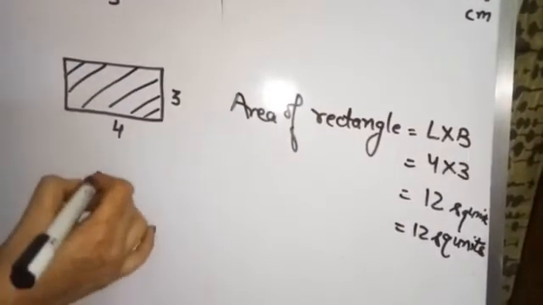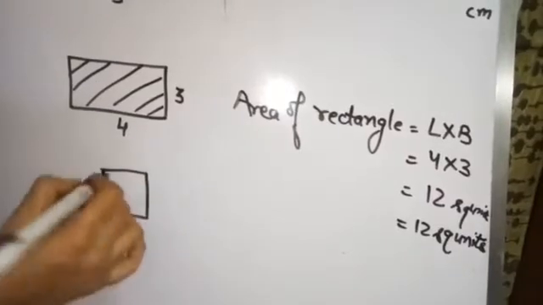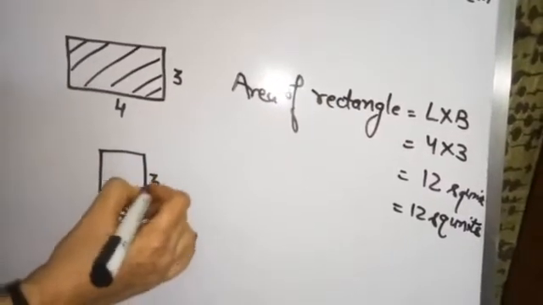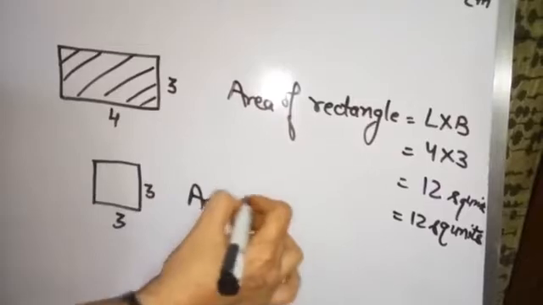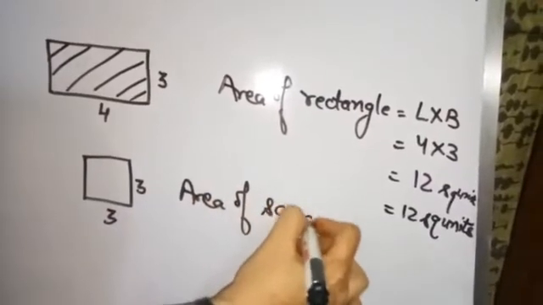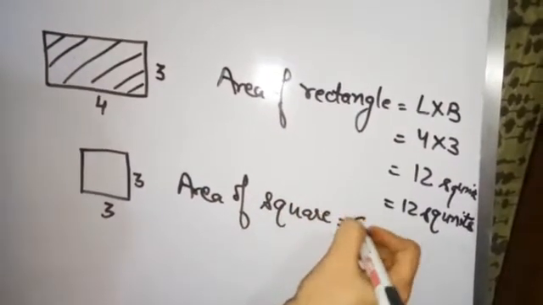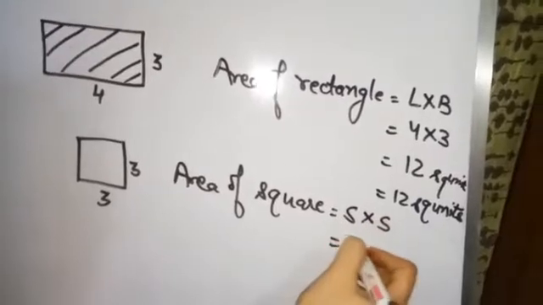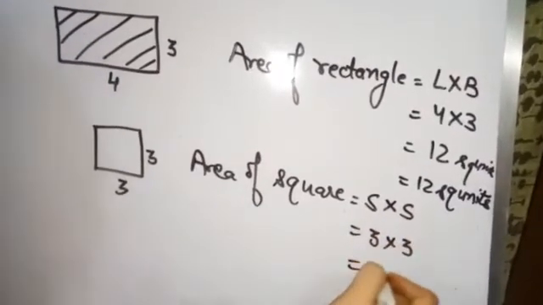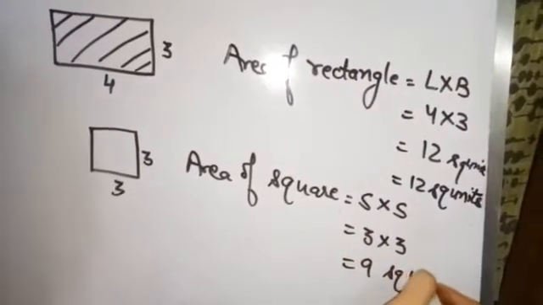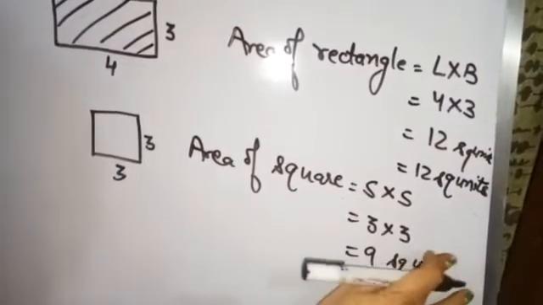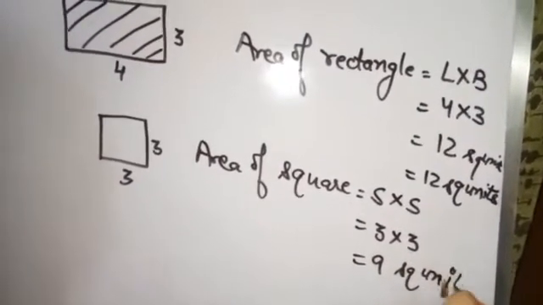Area of a square: if the side is given to us as 3, then area of a square is side into side. We have already studied this in our junior classes. Area of a square, side into side, 3 into 3, that is 9 square units. So the unit for area is square units.